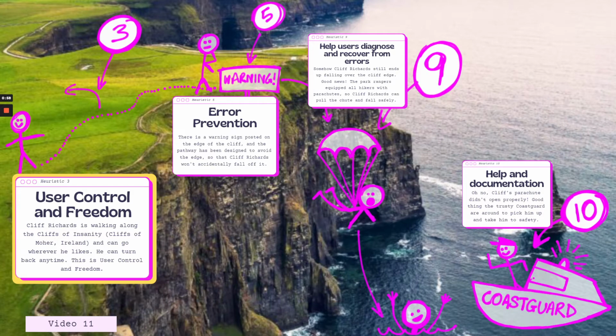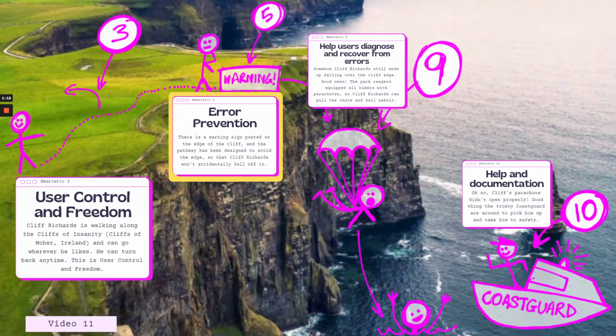He's going for a quick hikoi along the Cliffs of Moher in Ireland. Cliff Richards can go where he likes, and he can head back to the car park or venture along the cliffs. In a user interface, this represents user control and freedom. While walking along the cliffside, Cliff Richards comes across a sign that warns him not to go too close to the edge because he might fall.